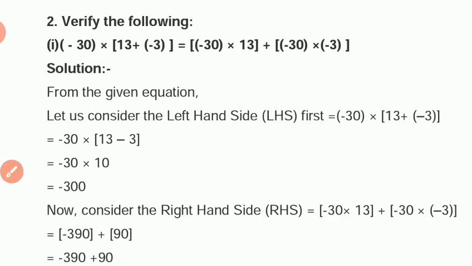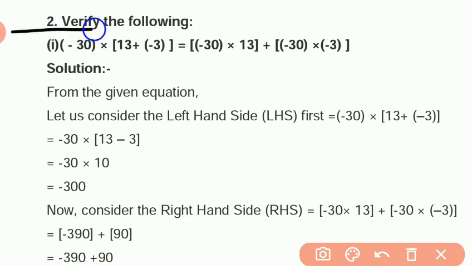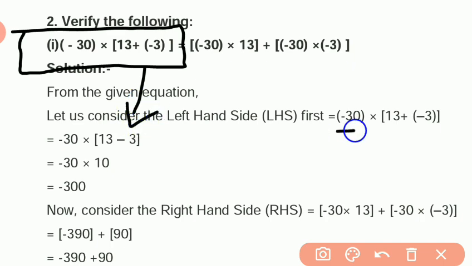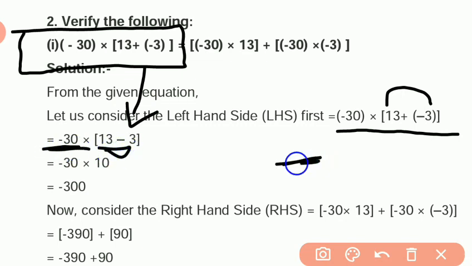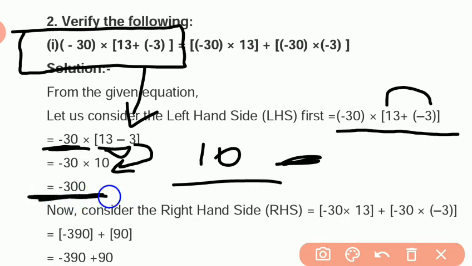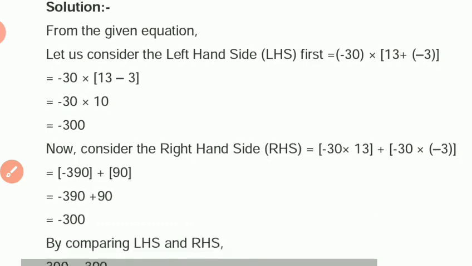So from the given equation, let us consider left hand side. Left hand side means minus 30 into 13 plus of minus 3. First we'll find the value of this one. Here 13 plus of minus 3 is given in bracket. So first we'll solve 13 plus of minus 3. Minus 30 we write as it is, into 13 plus of minus, minus plus into minus, minus. So 13 minus 3 is 10. So minus 30 into 10, 30 tens are 300 and the sign will be minus. So minus 300 is the value of left hand side.